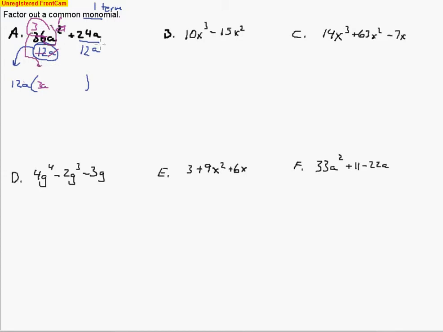Well, on this one, you can do the same thing. 12 times what makes 24? Well, that'd be 2. So you could put 2 there. And the a's cancel out. So 12a times 2 makes 24a. You see how these a's are canceling out? 12 goes into 24 2 times. So there it is. 12a multiplied by the sum of 3a plus 2. And if you multiplied back out, you'd get right back to the same problem. So that's what we're doing.